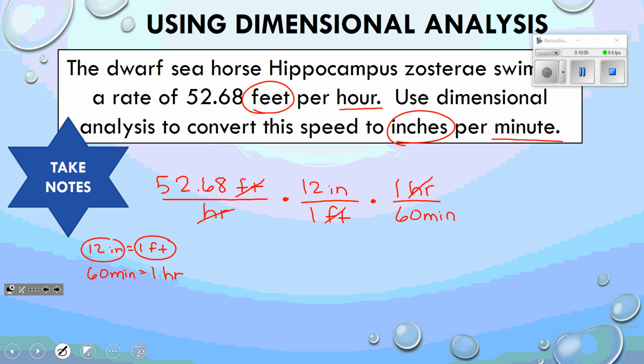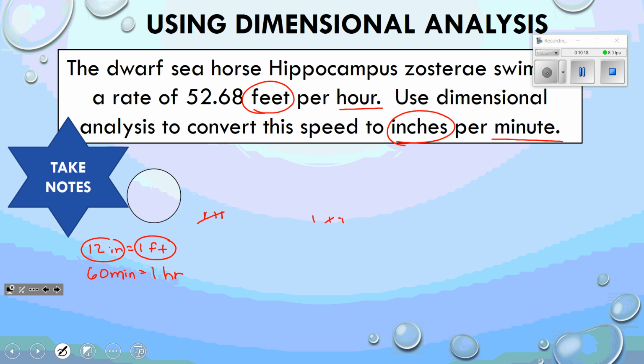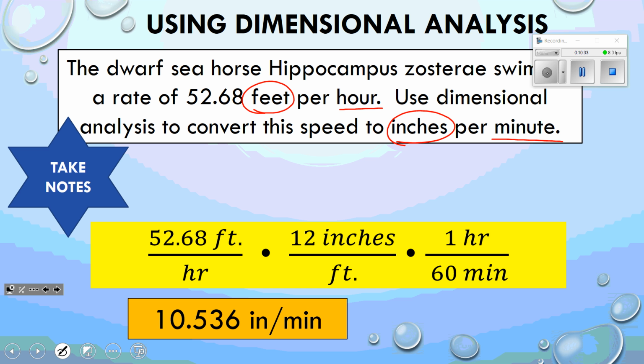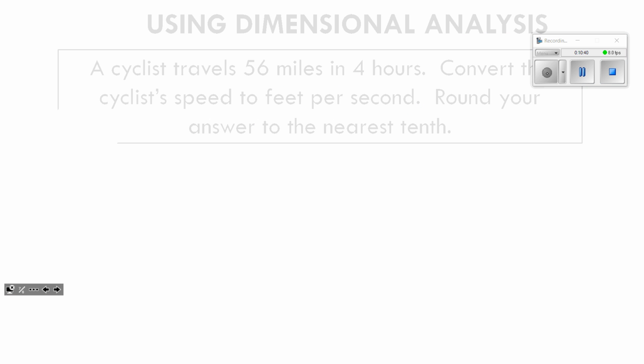Now, since this is dimensional analysis and it's multiplication, we multiply everything on top together. And then we multiply everything on the bottom. So when you do that, I'm going to erase this because I have this on my PowerPoint slide looking a little neater. So here's this, the same thing. And if you take your calculator and multiply 52 and 6/800 times 12 and then divide by the 60, you're going to have about 10 and a half. 10 and 536 thousandths inches per minute. Okay, let's do one more of these.